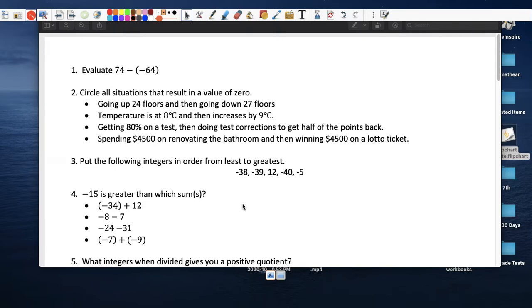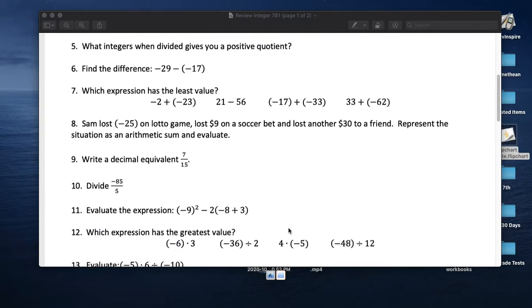Hang on one second. And sorry, I have to go to 5. It's 5. Okay, let me scroll down a little bit.